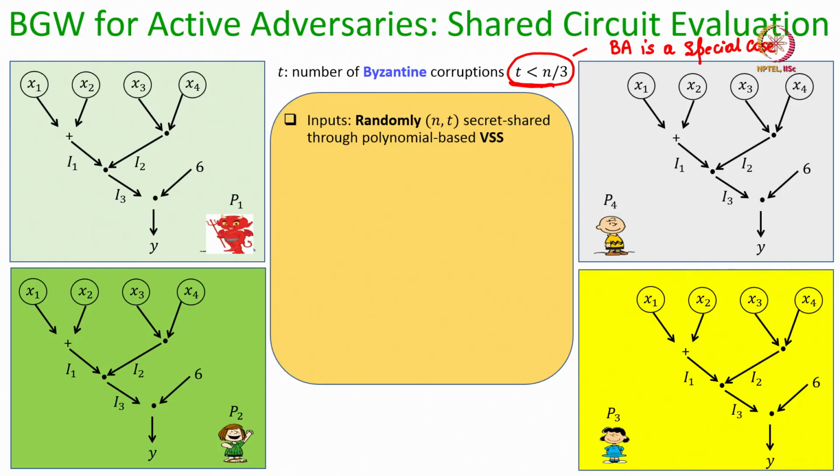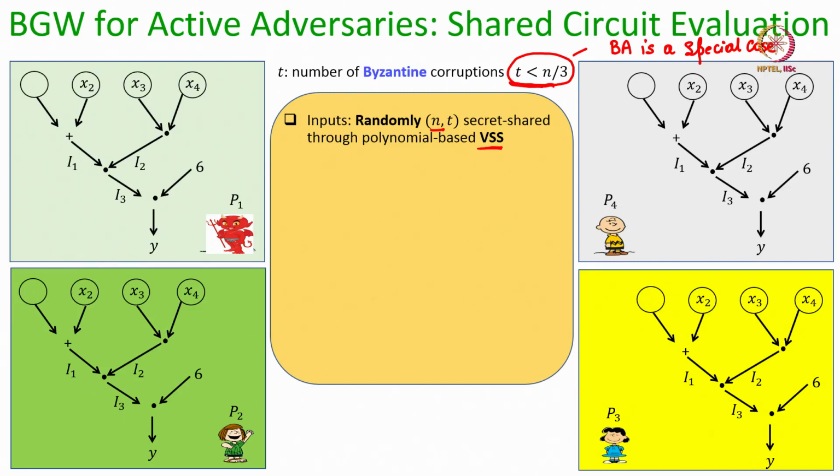There will be various stages in the BGW protocol depending upon what gates you are evaluating. We start with the input stage, where all the inputs for the function are made available in a t-secret shared fashion using a polynomial based secret sharing scheme, and for that we will use the polynomial based VSS schemes which we had discussed till now, with t less than n over 3.